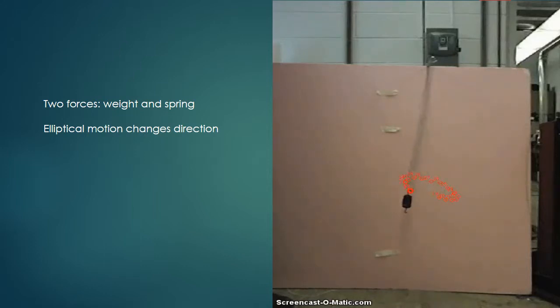There are only two forces acting on the system, the force of gravity and the spring force. Notice how the orientation of the seemingly elliptical motion changes during the motion. This is due to the different periods of motion in the x and y directions.